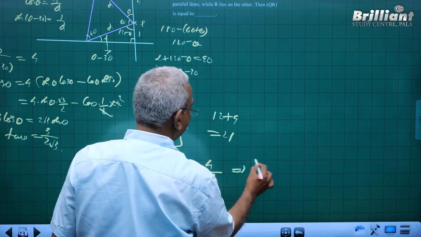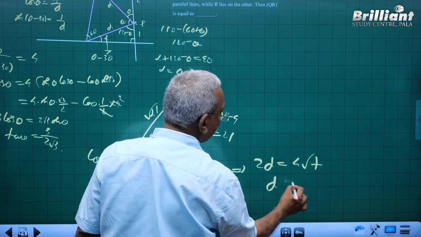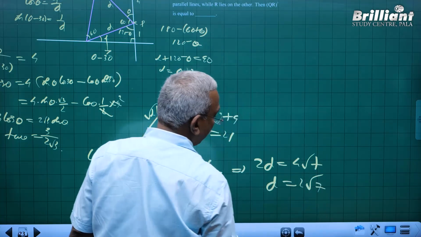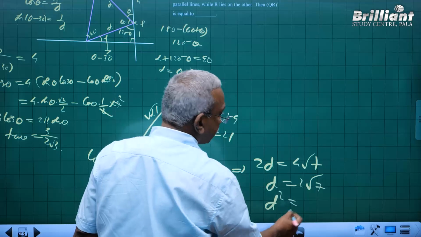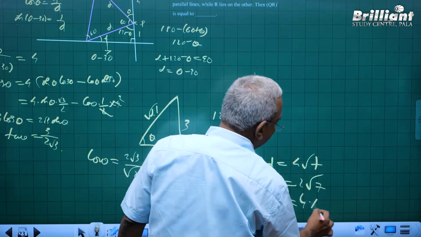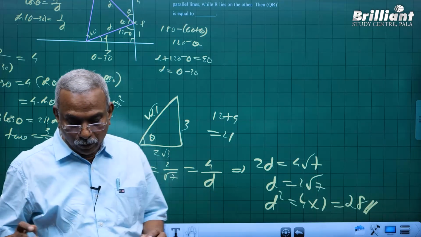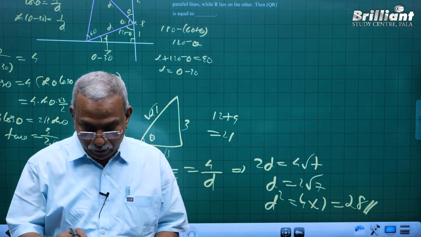This implies 2D is equal to 4 root 7. So, D is equal to 2 root 7. Your requirement is D square. That is actually QR. QR is the length of D. That is equal to 4 into 7, which is 28. So, the answer is 28 units.